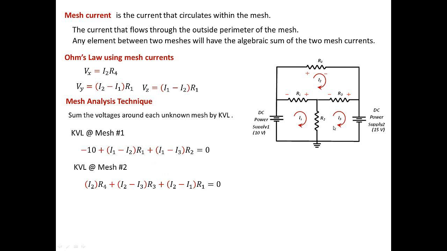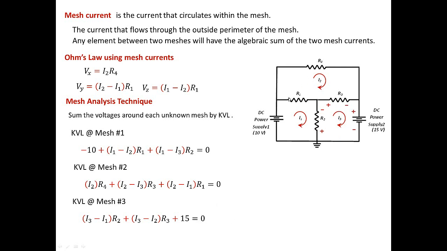Now I'm going to move to the third mesh. At mesh number 3, we're going to apply KVL. We will start with this resistor over here. Now the plus polarity is caused by I3, so it's at the bottom. Then we say I3 minus I1 times R2, which is what I have here. Then I will have this polarity over here caused by I3, so it's going to be I3 minus I2 times R3. And then this voltage here is going to be plus 15 equals 0.